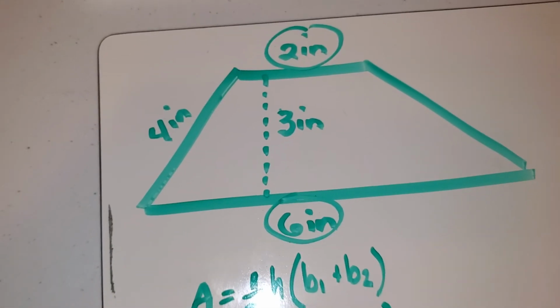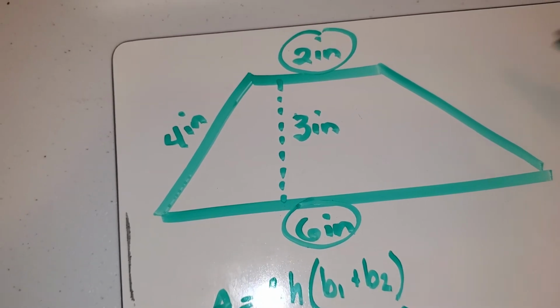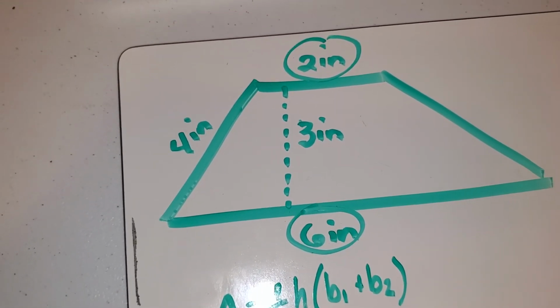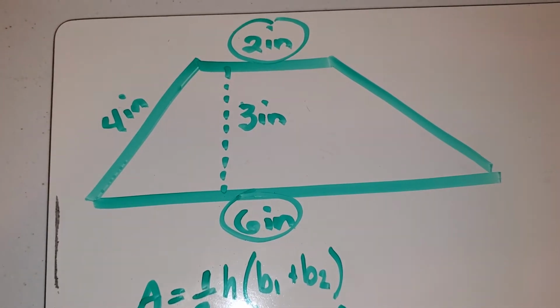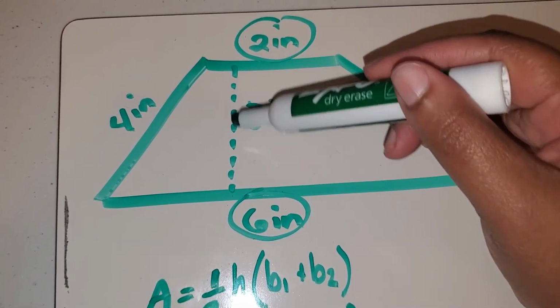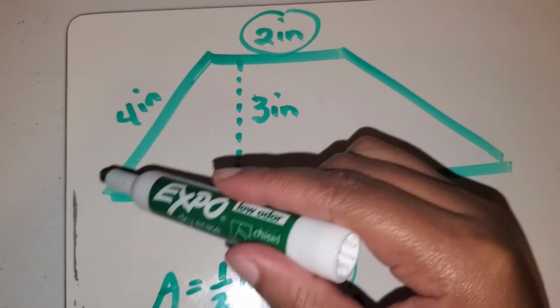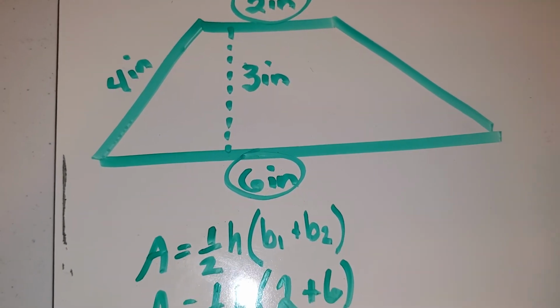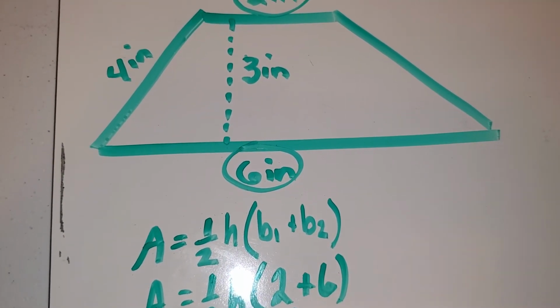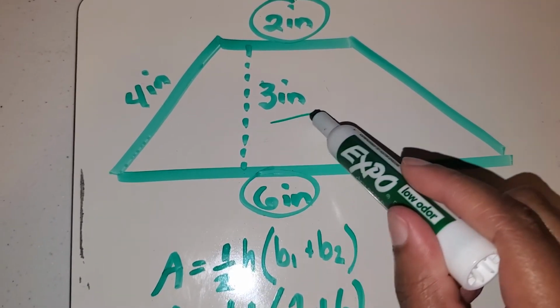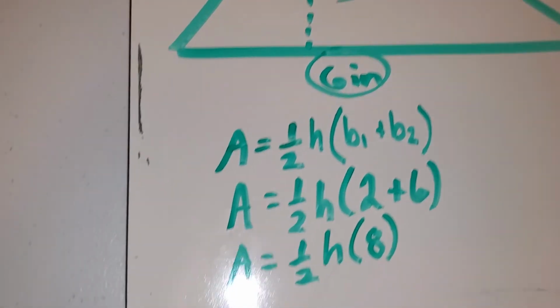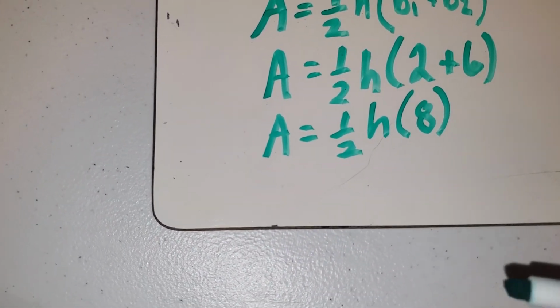Okay? The only number we need now is the height. But we have 2 numbers left. So we have to think about what we've been talking about for the last couple of weeks. Is height straight up and down, or is height on a slant? Yep, height is straight up and down. So our height for this one is going to be 3 inches. So instead of H, I'm going to put 3.